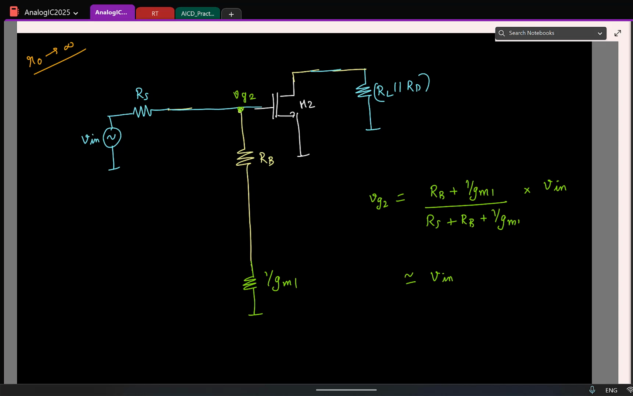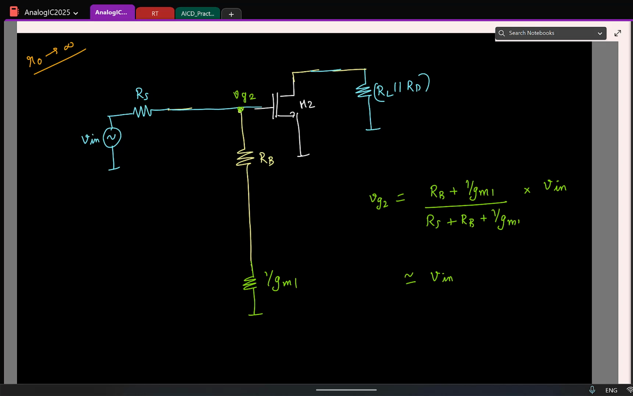Cool. So this is done. No question? Why 1/RS? It's a voltage division, right? I have two resistors in series. Okay, let us say we don't have RB, and 1/GM1 is sufficiently small.